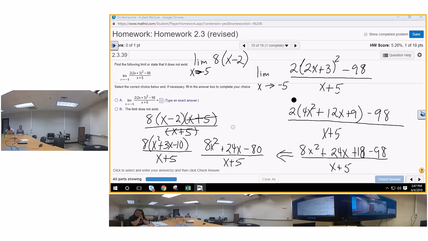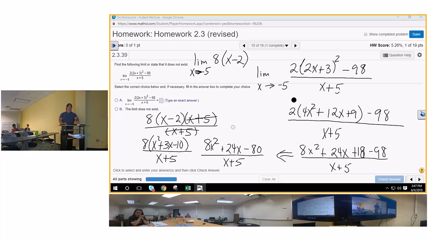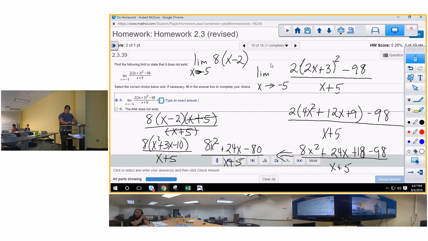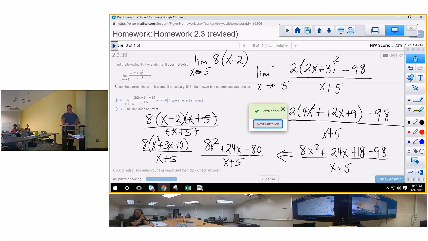This is a prime example of why people can't do limits. Because you can't do what? Algebra. What's 8 times 7? I don't know what 8 times 7 is. 56 or 48? 56. Look there, I got it right.